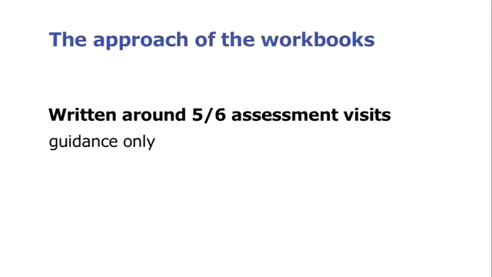When we were originally given the brief to write these assessment workbooks, we were asked to do it around 5 to 6 assessment visits. That was when maybe a level 2 apprenticeship might be delivered in 6 months. Now a lot of centres are saying, well, what does that mean now then? Do we visit every other month? How do we do it?